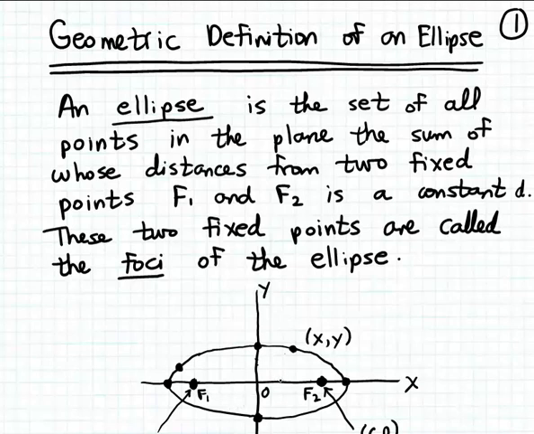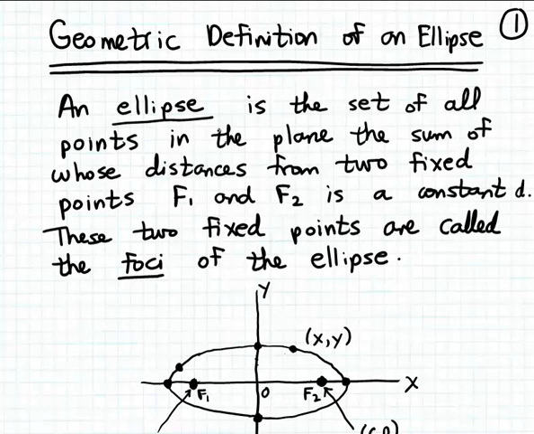Now, it's very easy to think of a geometric definition of a circle. A circle is just the set of points in the plane that are a fixed distance away from a given point. And that given point, of course, is the center of the circle. And the fixed distance is the radius. An ellipse, on the other hand, also has a geometric definition, but it is a little bit more complex than the geometric definition for a circle.